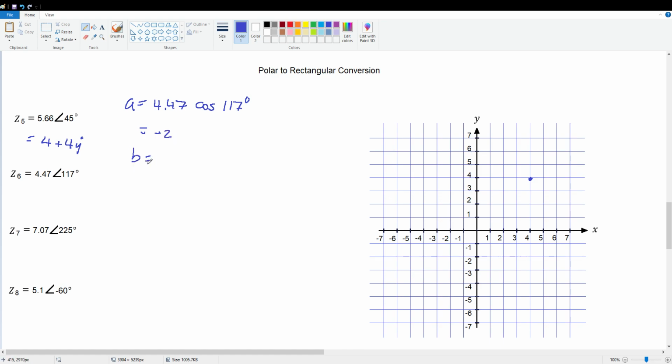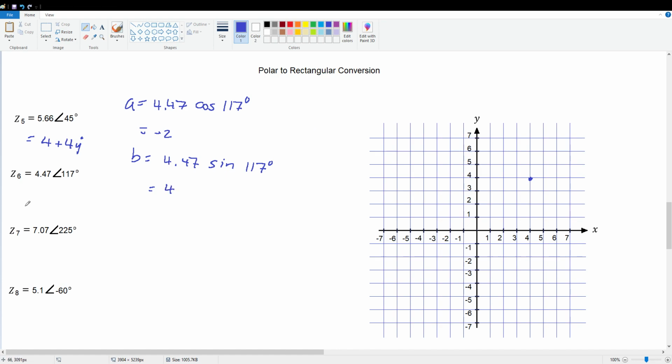All right, B is equal to 4.47 times the sine of 117 degrees. All right, let's do that one. 117, and we take the sine. We've got 0.89 times 4.47 is 3.98. Let's call that 4. Okay, so this is approximately equal to 4.